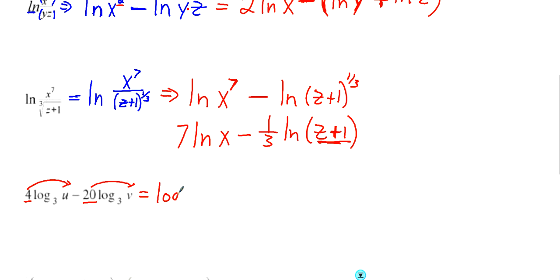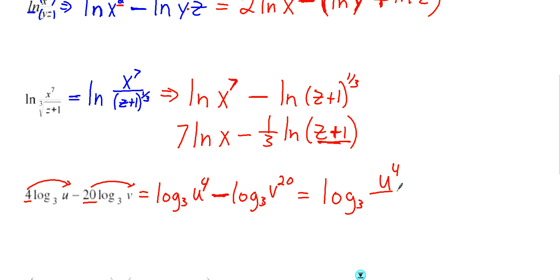So we get log base 3 of u to the 4th power minus log base 3 of v to the 20th power. Now that there are no numbers and our bases are the same, we can condense this into a single logarithm. So I'm going to rewrite two logarithms as one, log base 3. Since this is subtraction, that means I'm using the quotient property, which means the u to the 4th comes first, so that goes on top, and on bottom we get v to the 20th.